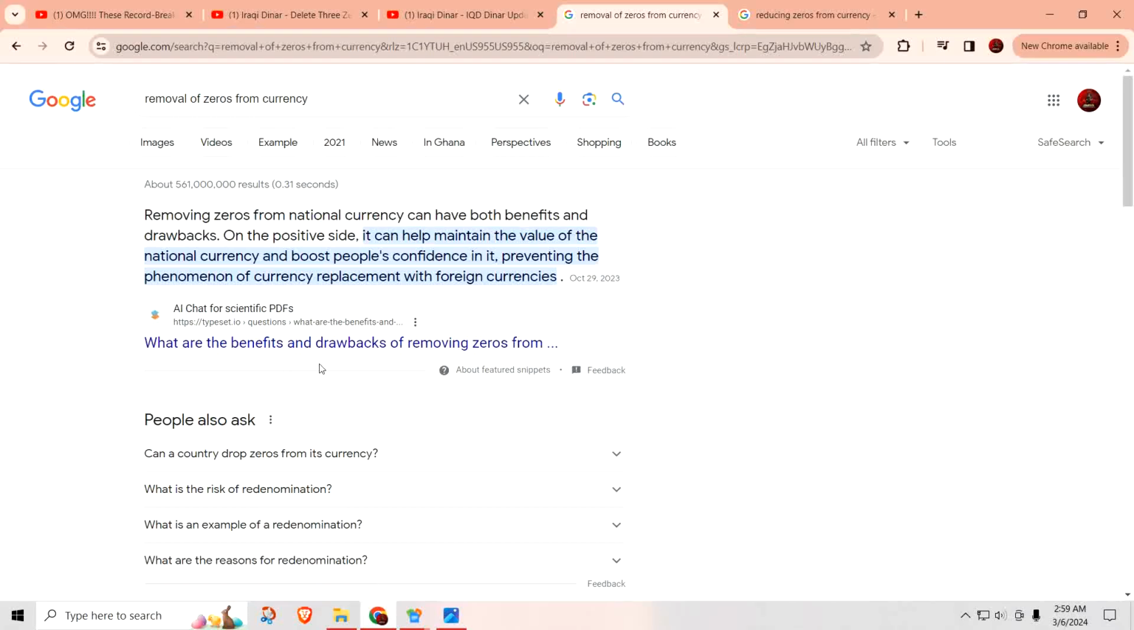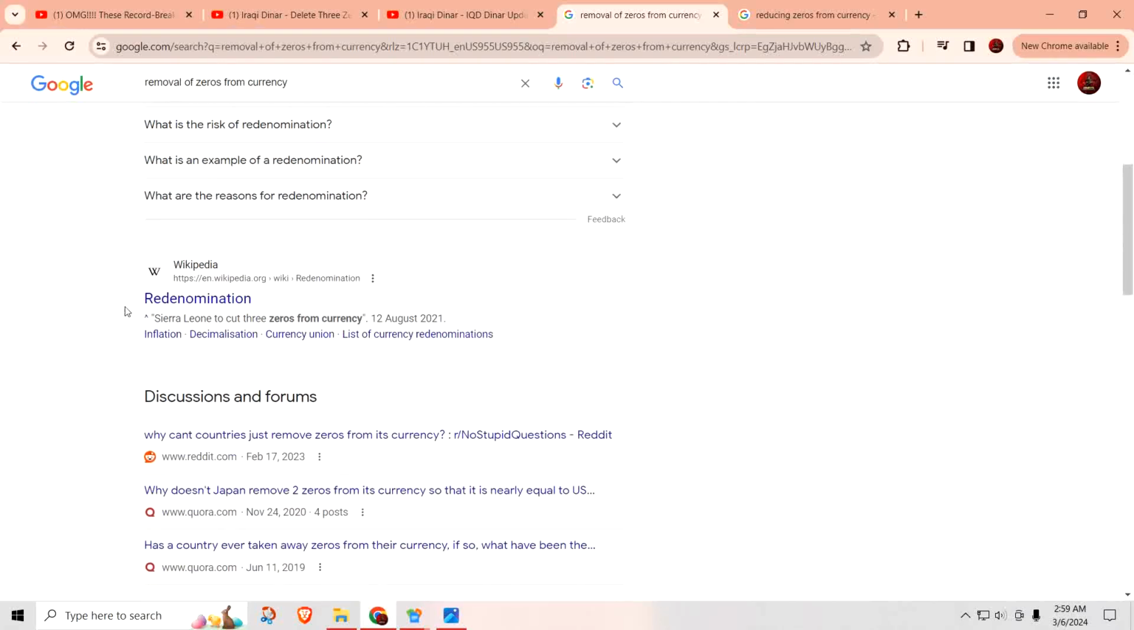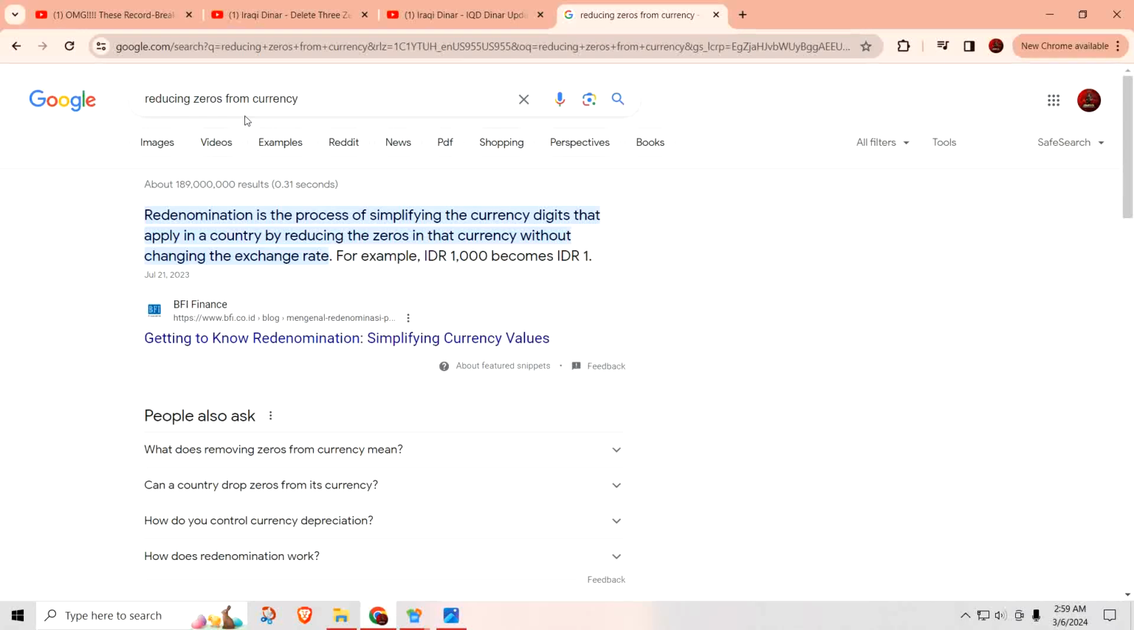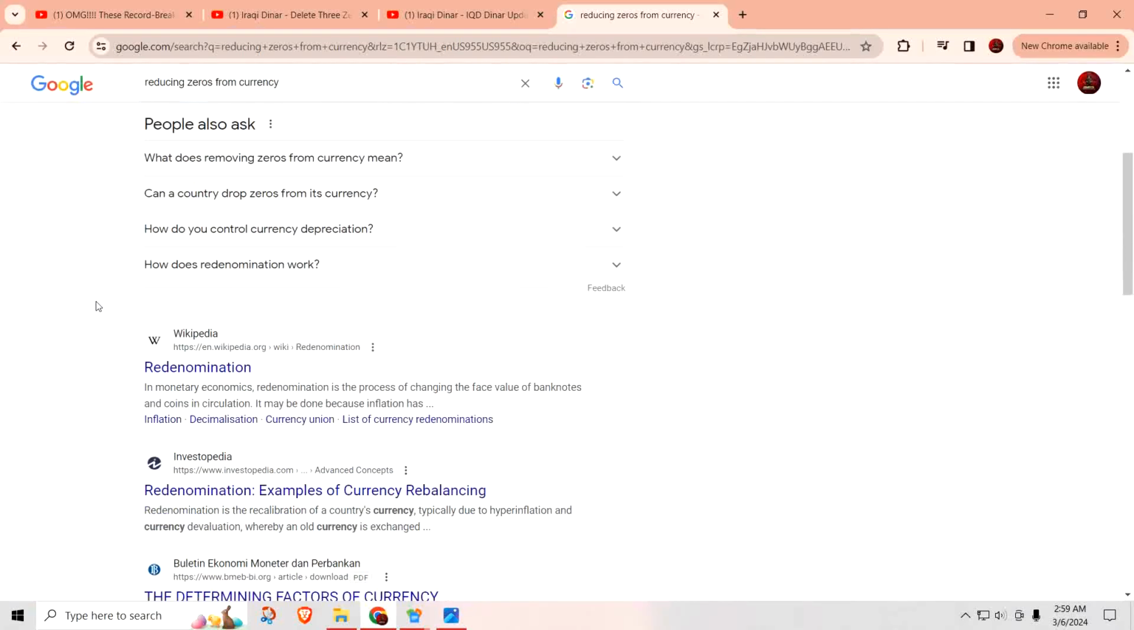What are the benefits and drawbacks of removing zeros from a currency? And look, redenomination again. Reducing zeros from currency, a redenomination, is the process of simplifying the currency digits that apply in a country by reducing the zeros. Getting to know redenomination. So all of them are the same dang thing.